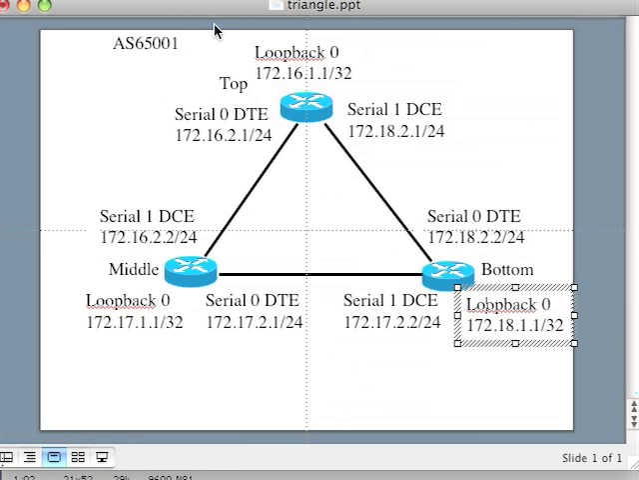eBGP is different. eBGP you want to run on the physical interface because if that physical link between the autonomous systems went down, you want the traffic to reroute around that physical link. But as long as the top router and the bottom router can talk to each other at all, you don't want traffic to reroute around this autonomous system, which would be the effect if the iBGP session went down. Okay, so that's why you run iBGP between loopbacks.